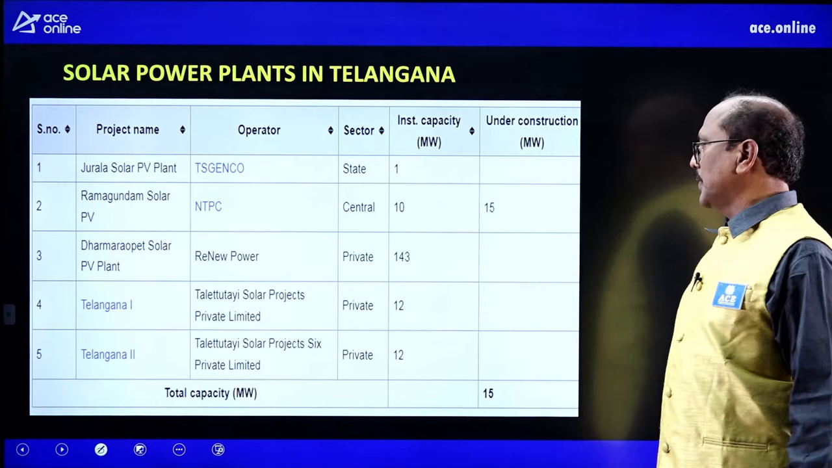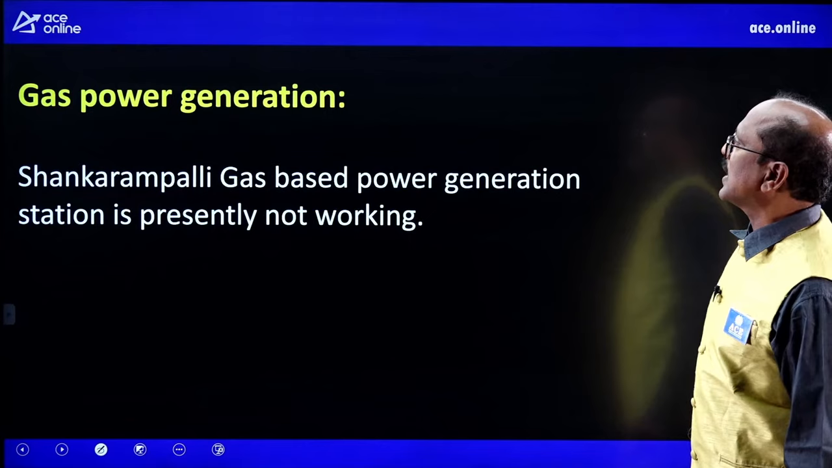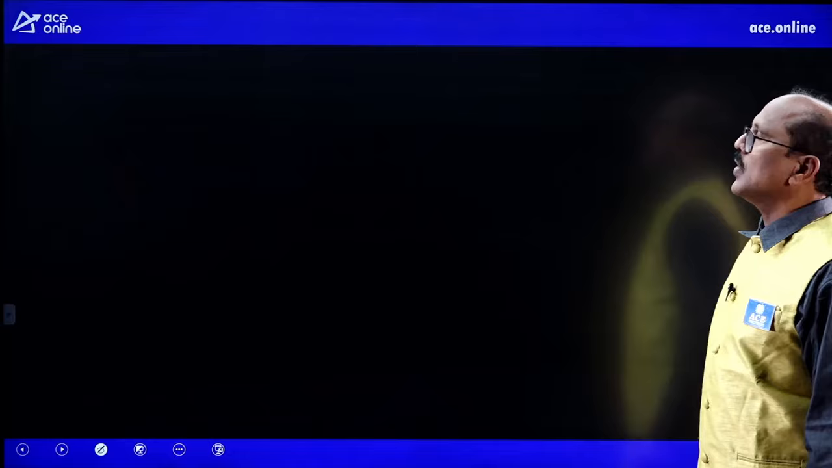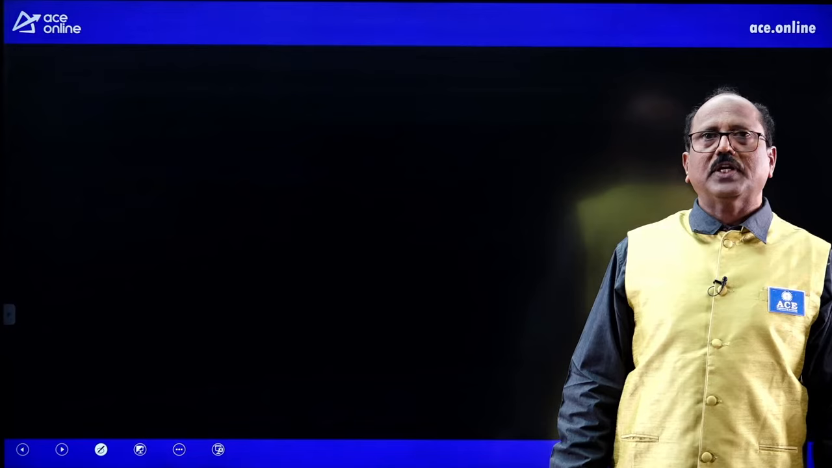So maximum contribution is from thermal only, but it is expensive. Hydropower is cheap. So maintenance cost is low. These are the questions that appeared in the exam. So a gas power plant is there, but not at present under use. The Shankarampalli gas power plant is there, but not used because of technical problems. So from the mass production point of view, thermal and hydro only are in action, right?